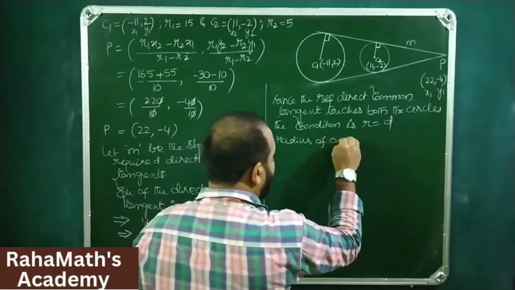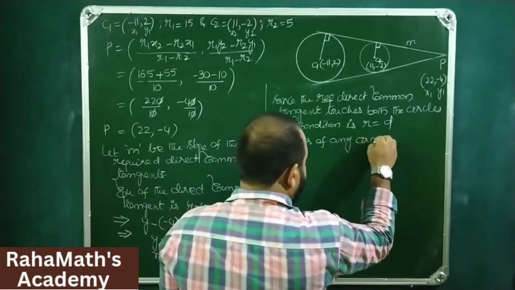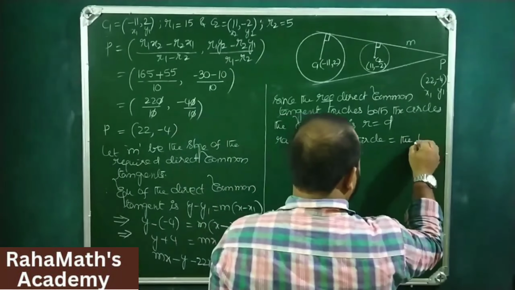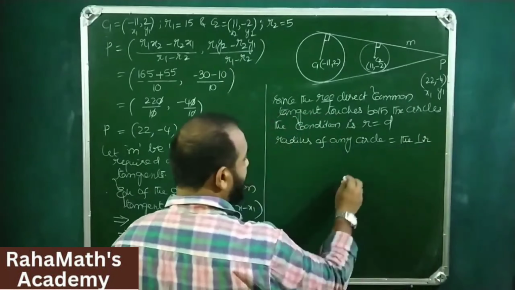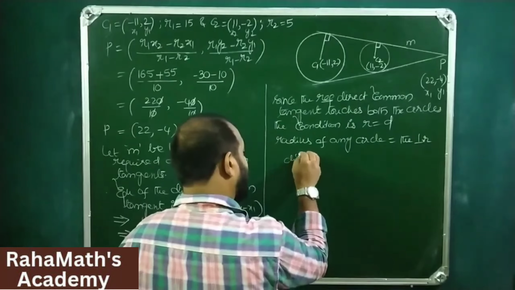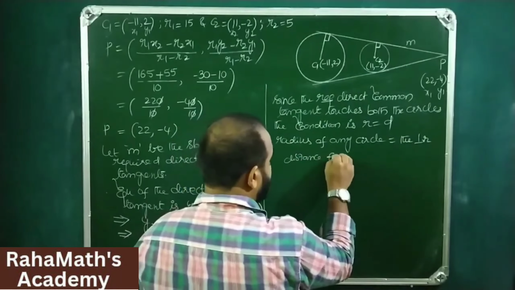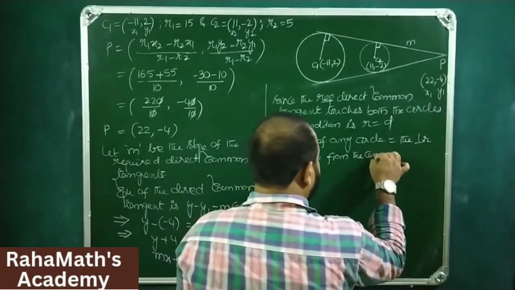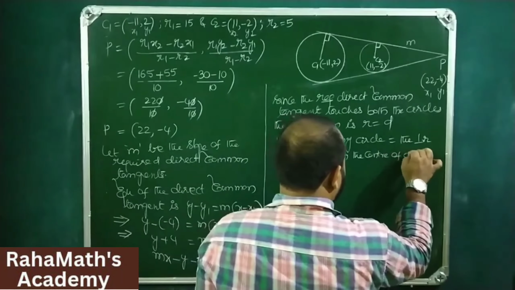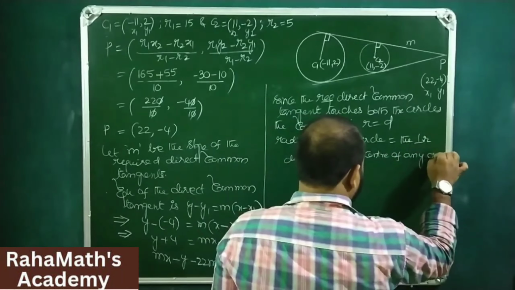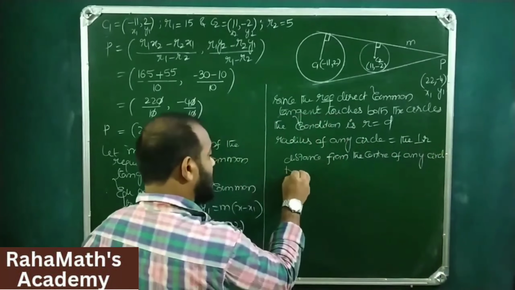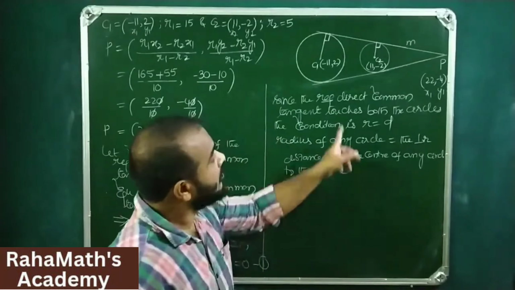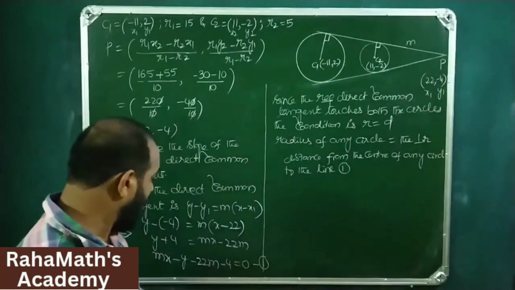The radius of any circle is equal to D. What is D? The perpendicular distance from the center of any circle to the line l. What is this one? l is the direct common tangent. The direct common tangent is this.